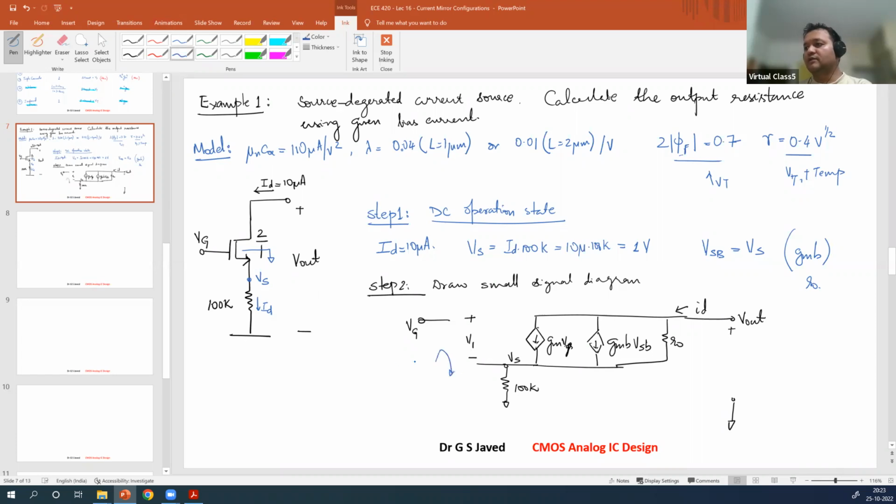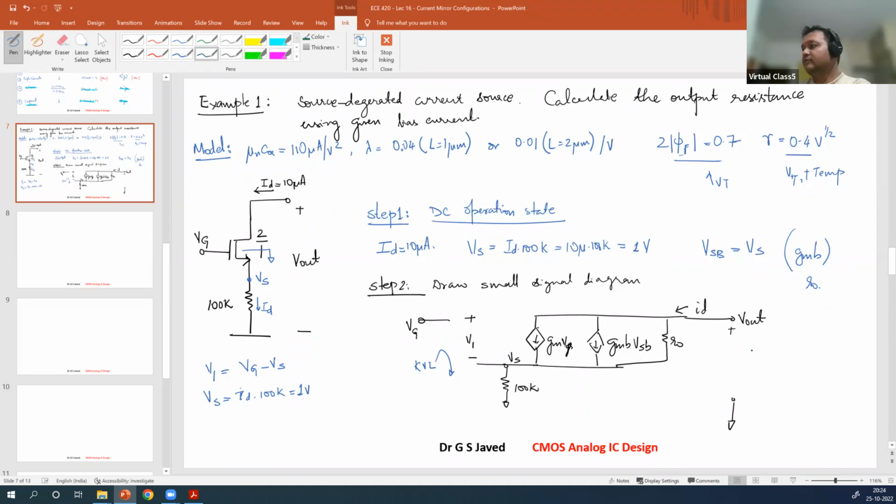First one is KVL. How much is KVL? V1 is equal to Vg minus Vs. And Vs is given as ID times 100k, or it is 1 volt. Now what is left over? Find out Vd out minus I out.